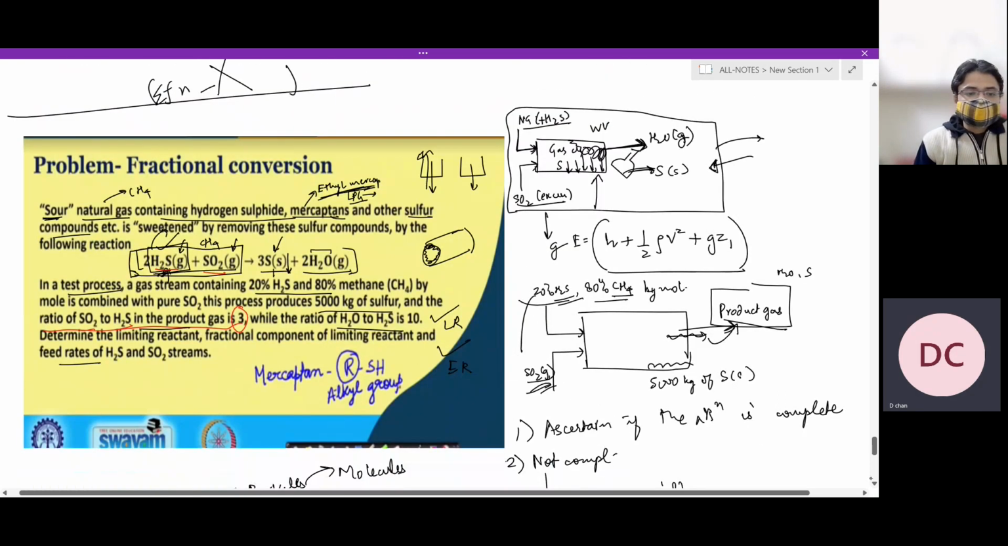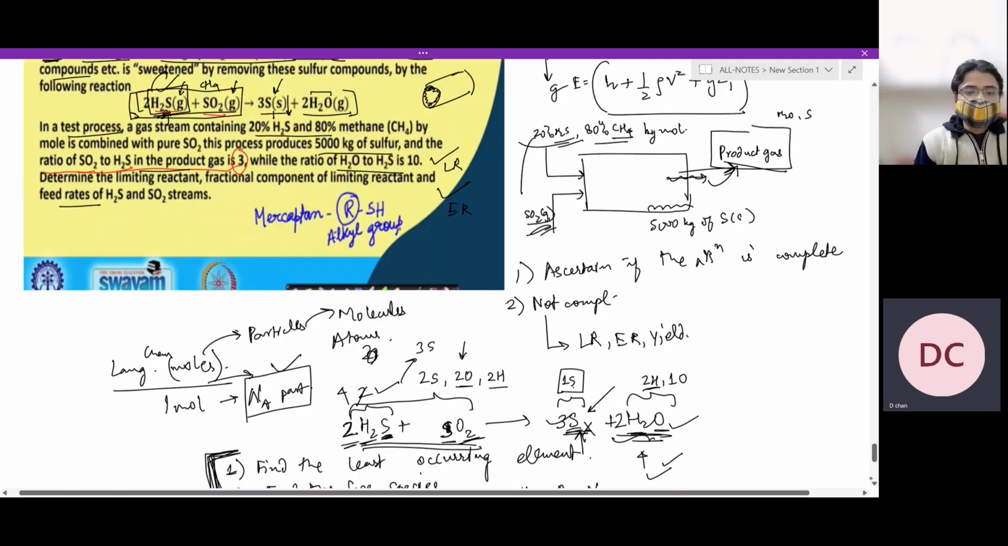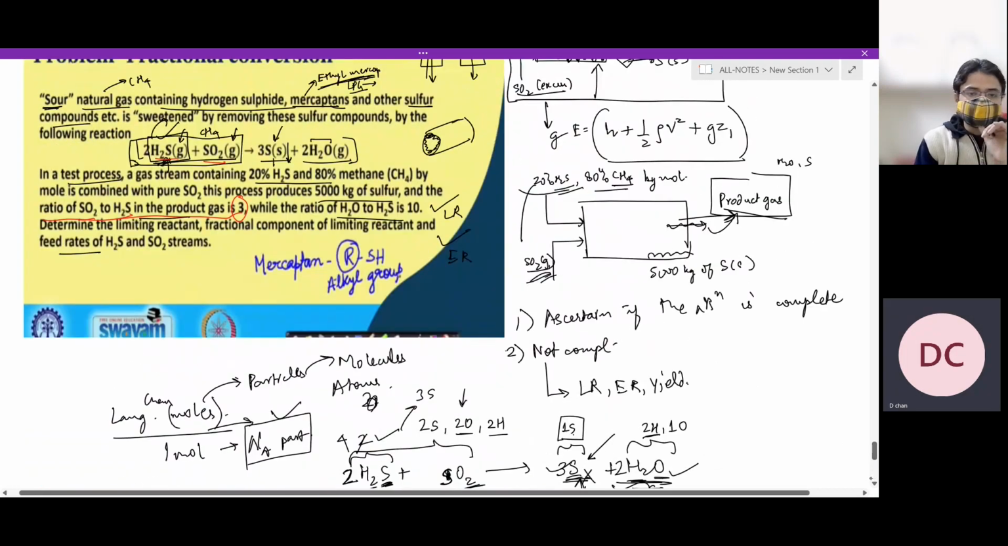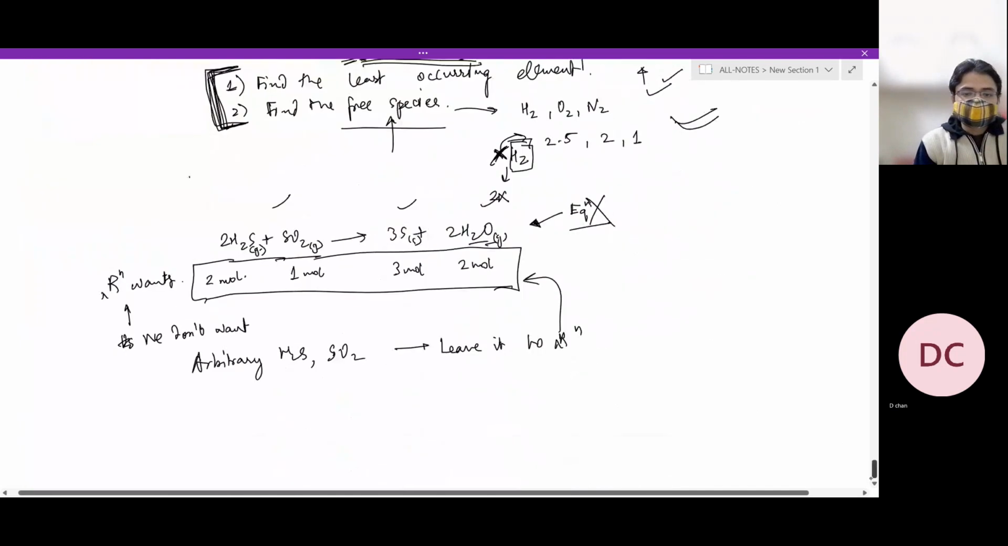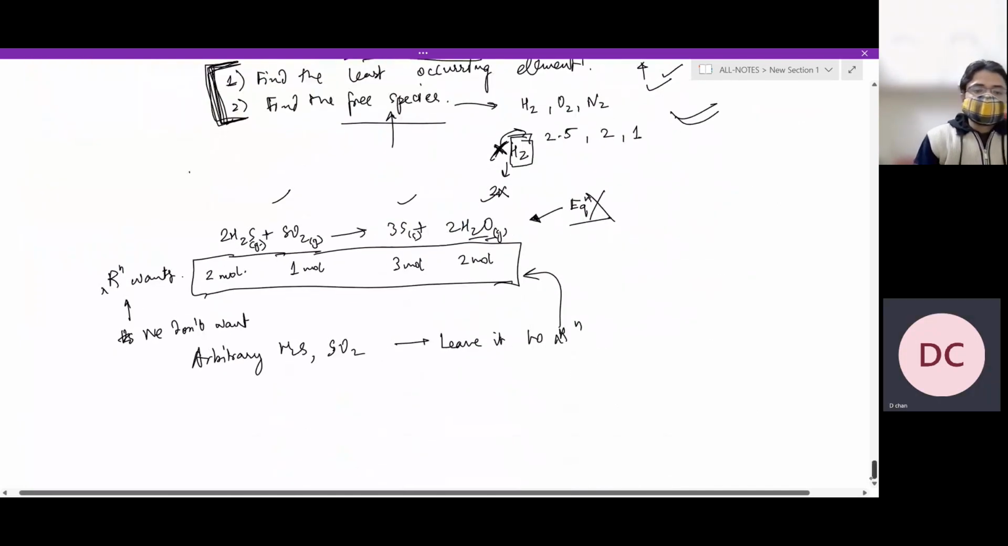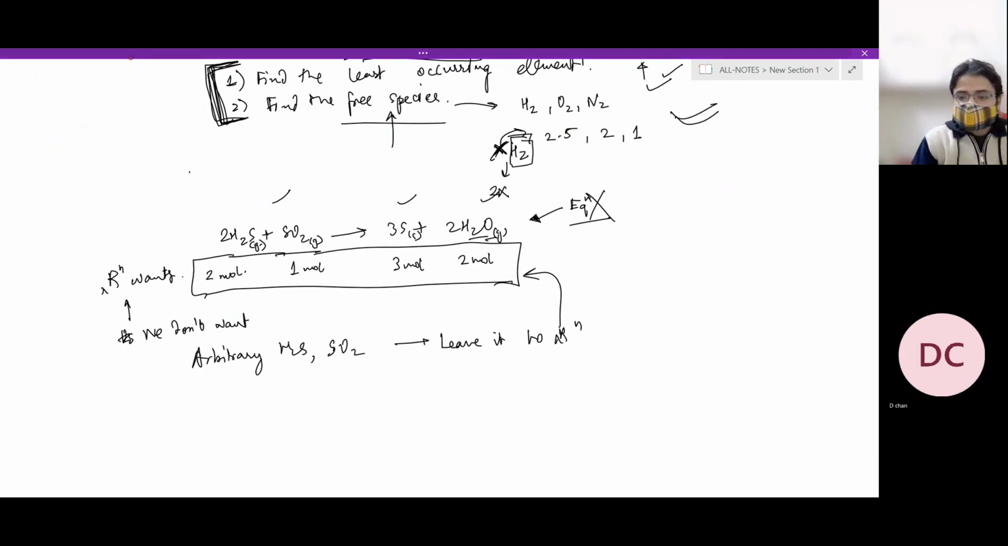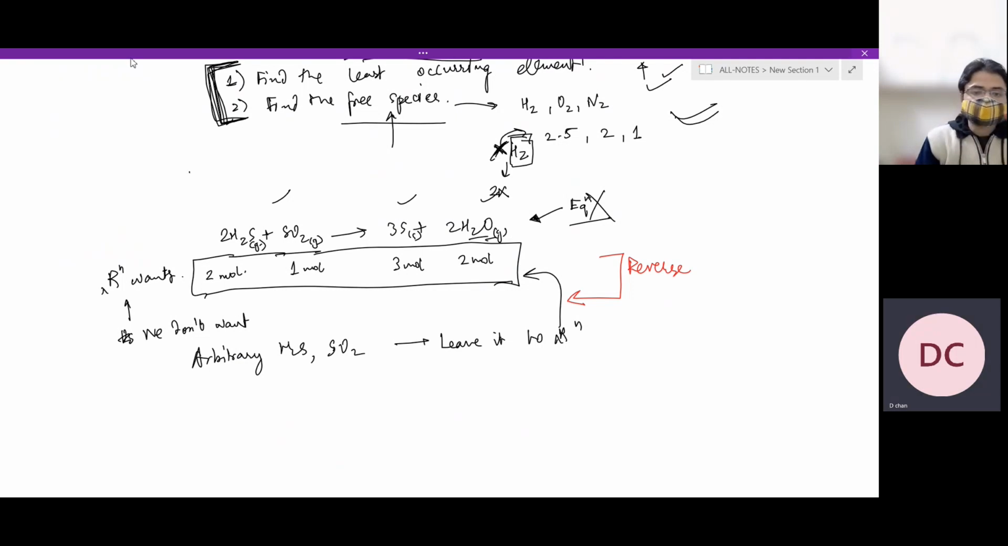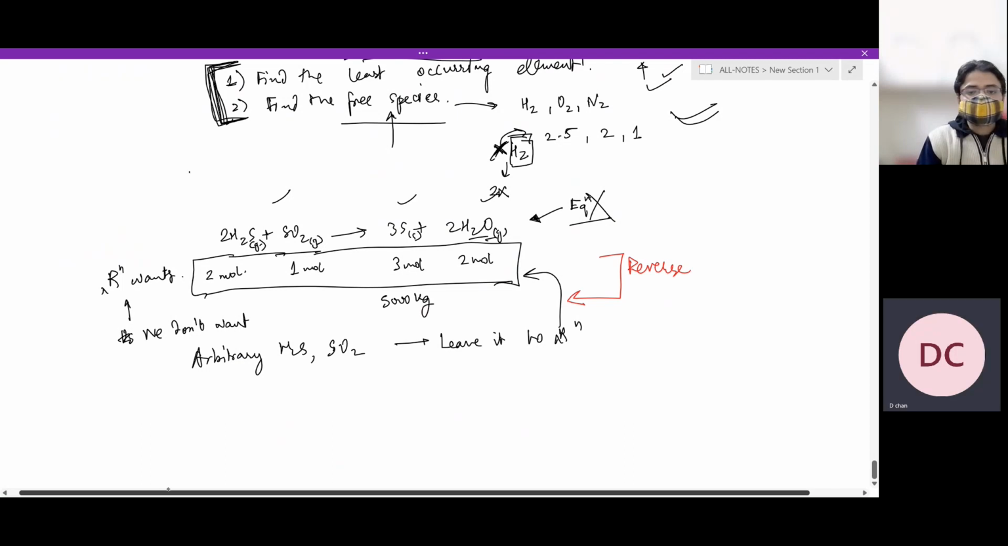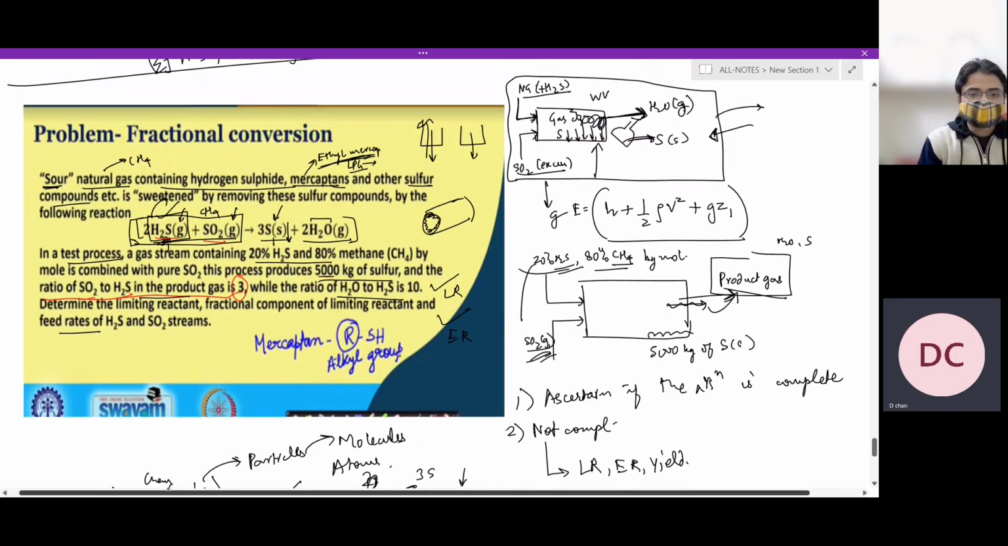Okay, so in any problem of mole concept, you need to approach it in the reverse. Let's start from here. Reverse it. So we have 5,000 kilograms of sulfur, okay? That is written here, 5,000 kilograms of sulfur.